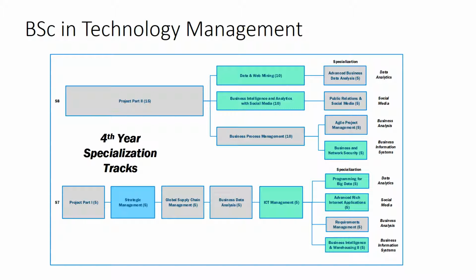And then you can see we've got 4 modules which are common to all streams: strategic management, global supply chain management, business data analysis, and technology management. So no matter what stream you go for, these modules are compulsory for all. And in the first semester then, essentially you've got to choose between these 4 modules based on your stream. And do be aware that if you choose, say for example, the data analytics stream in semester 1, that you must continue on with that stream in semester 2. So far, swapping between streams mid-semester is not permissible.